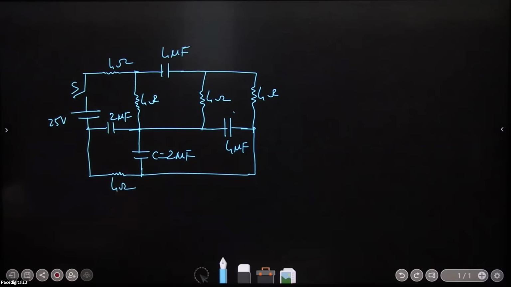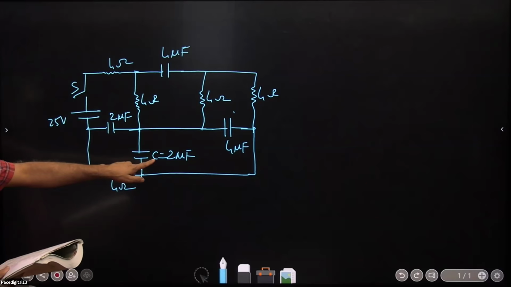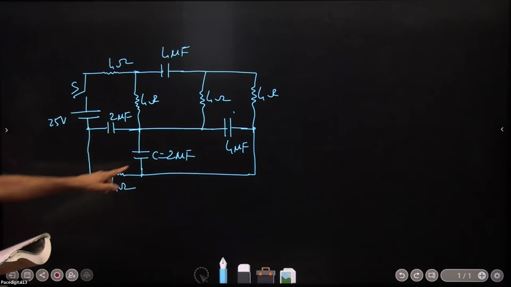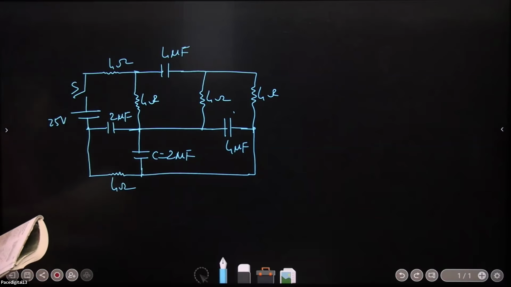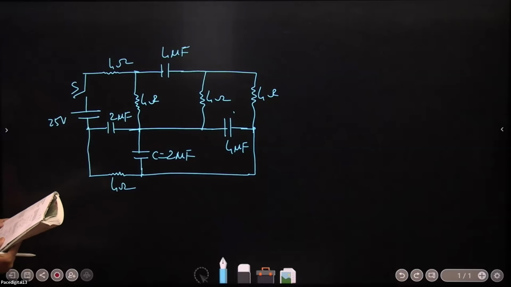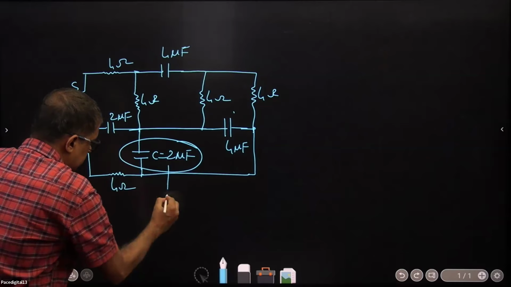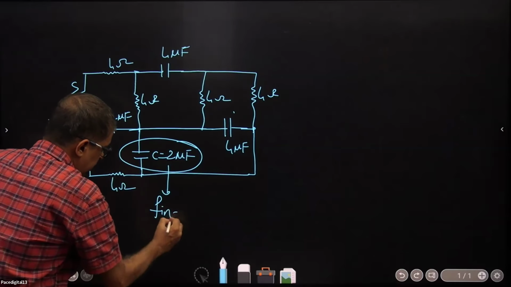The capacitor C shown in the figure is charged by closing the switch. C is 2 microfarads. Find the charge on it in steady state. Find the charge on this 2 microfarad capacitor in steady state.